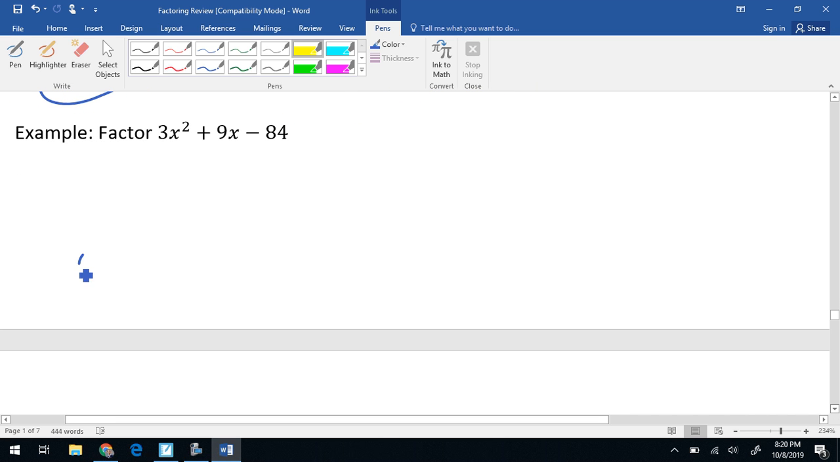And final example. We have 3x squared plus 9x minus 84. Now, the first thing that I notice, 3 times negative 84 is going to be a huge number, so I'm going to glance over and I notice that I can divide everything through by 3. Everything's divisible by 3. So before I do anything else, I'm going to pull out that 3. So 3 times x squared plus 3x minus, and that's going to go 20 with 2 left over, 28.